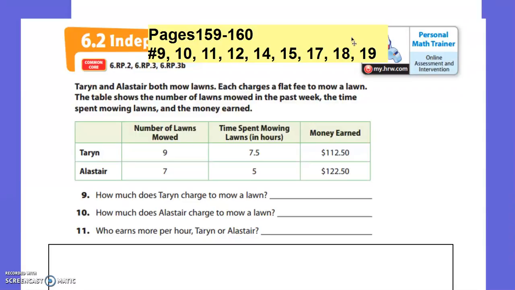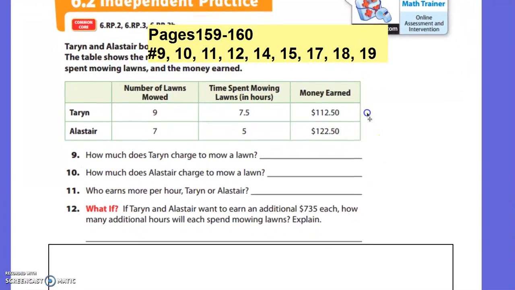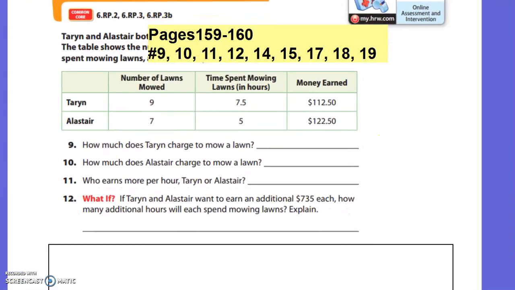Taryn and Alistair both mow lawns. Each charges a flat fee to mow a lawn. The table shows the number of lawns mowed in the past week, the time spent mowing lawns, and the money earned. So please go ahead and examine this table, and I want you to notice that there are three different sections. We've got how many lawns get mowed, we've got how many hours are spent mowing the lawns, and then we've got the total money that is earned.